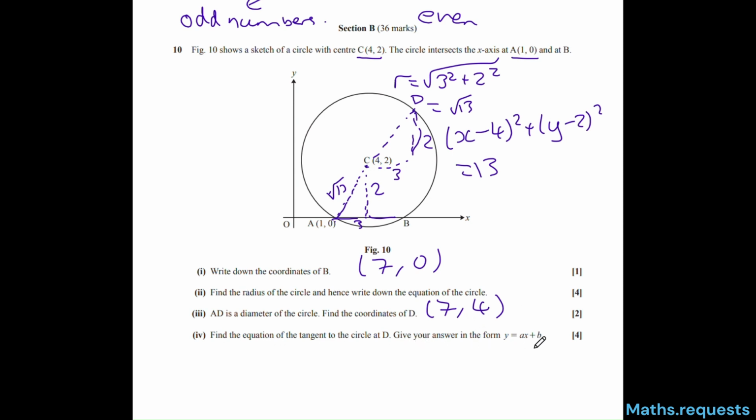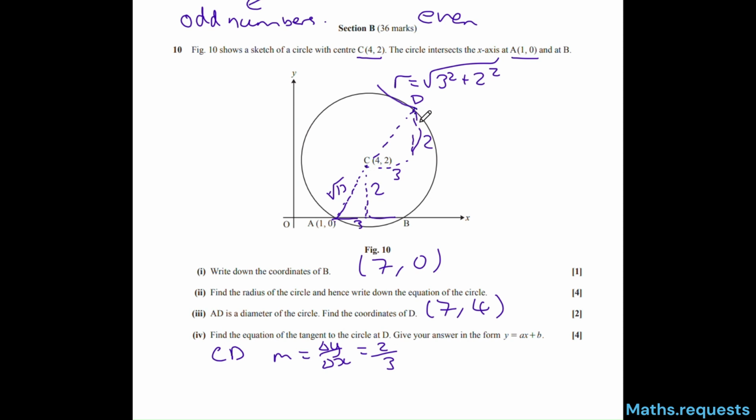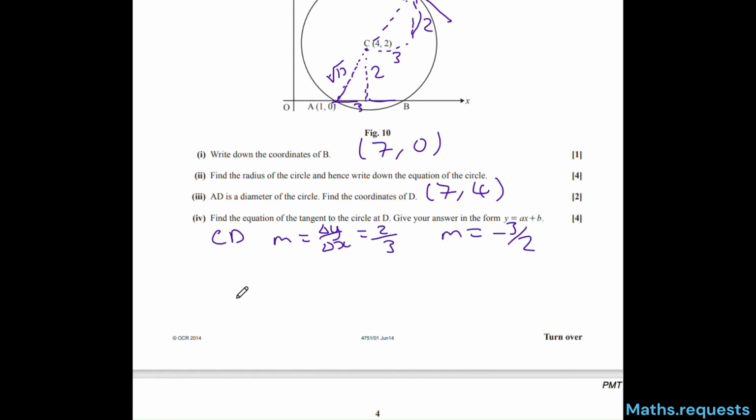Find the equation of the tangent of the circle at D. Give your answer in the form y equals ax plus b. Okay, so to do part 4, we're going to work out the gradient of the line CD first. The gradient is change in y over change in x, and here the change in y is 2 and the change in x is 3. The tangent is perpendicular to this line, so the gradient of the tangent will be the negative reciprocal, which is minus 3 over 2.